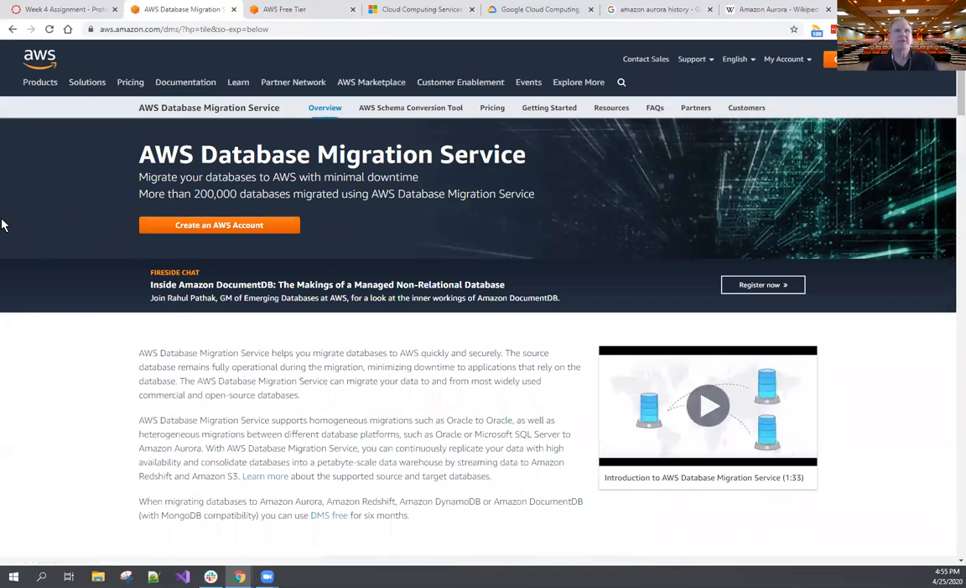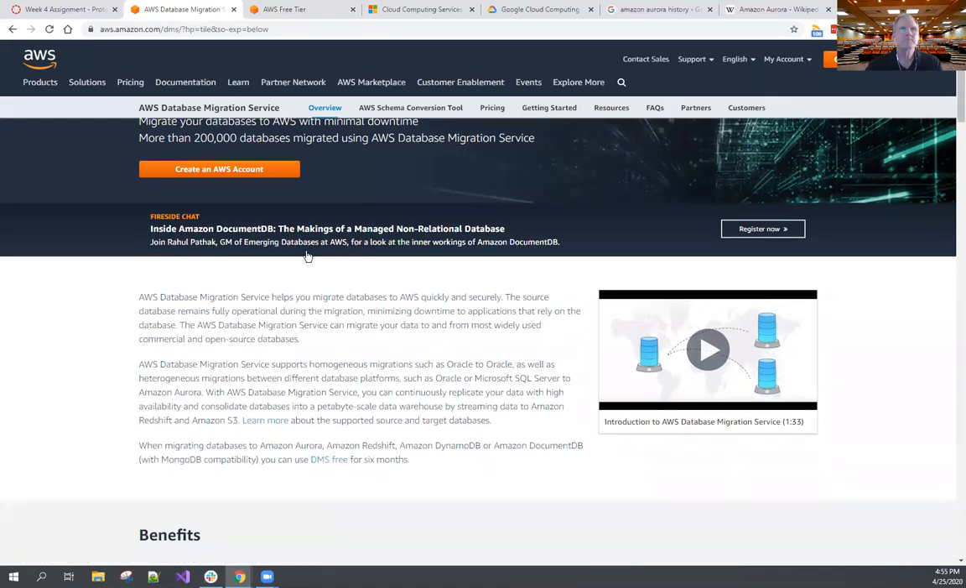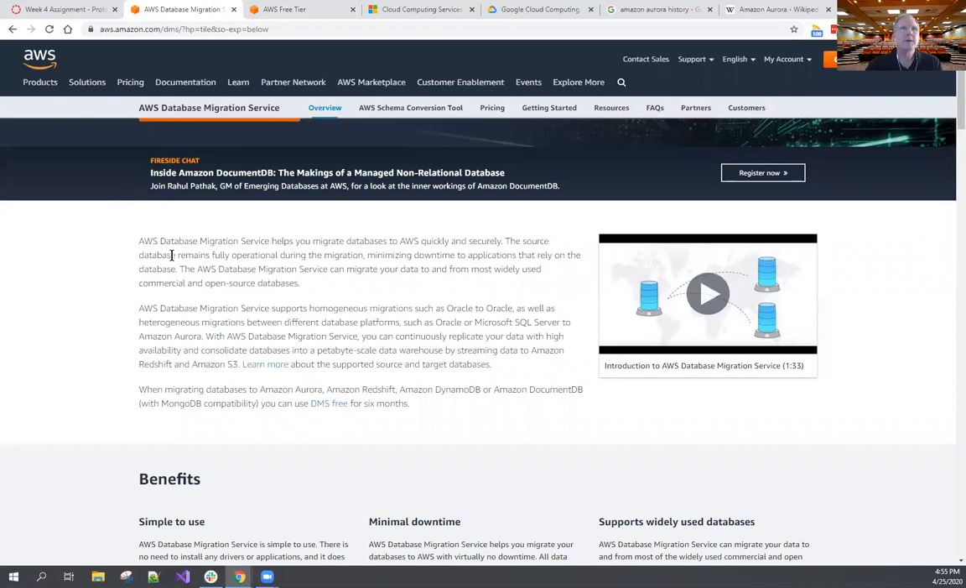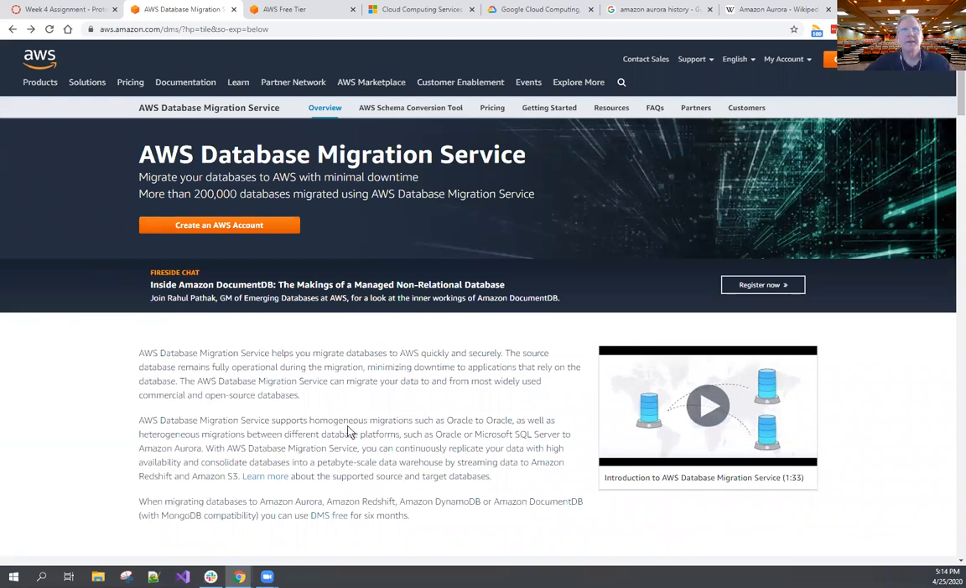AWS Database Migration Service. Okay, migrate your databases to AWS with minimal downtime, more than 200,000 databases migrated using AWS Database Migration Service. Wow, let's learn more. Okay. So, AWS Database Migration Service, let me pause it. This is a very interesting option because you can migrate your databases and keep them running. So I like that. And the source database remains fully operational during the migration. So that's a great thing.